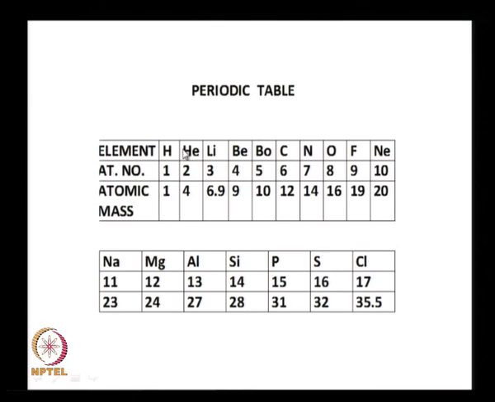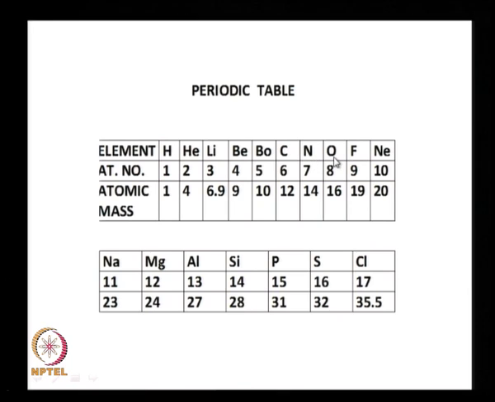You have elements starting with an atomic number of 1, the atomic mass of hydrogen whose atomic number is 1, the next is helium, atomic number is 2, the atomic mass is 4, next is lithium, number 3, the mass of lithium atom is 6.9, beryllium 4, atomic mass is 9, boron 5, the atomic mass is 10, and so on, carbon 6, 12, and so on.